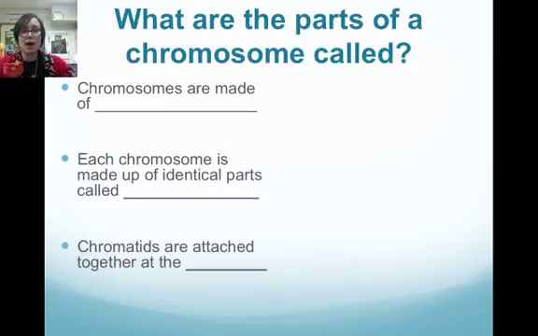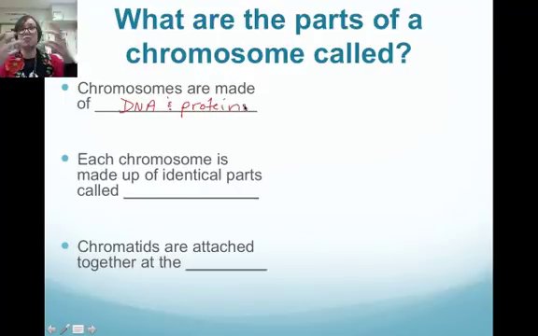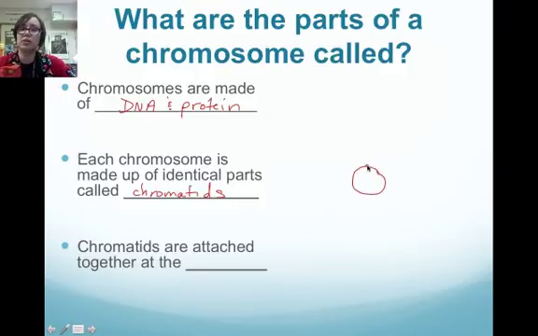So now that we've talked about how DNA is packaged inside of a cell, we need to talk about the actual parts of a chromosome. And so what you need to know is that chromosomes are made up of DNA, which we talked about before. Specifically, it's made up of DNA and proteins. And these proteins are going to help it change its shape and fold into the specific conformation. Each chromosome is also made up of identical parts or identical sides that are called chromatids. So if I'm going to draw my chromosome, and you guys should be drawing the same thing on your paper, I'm going to draw my chromosome here.